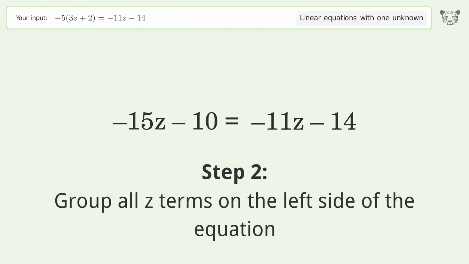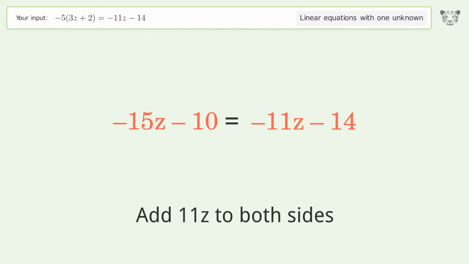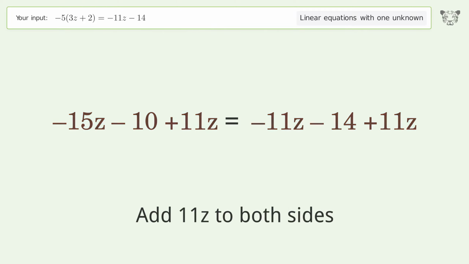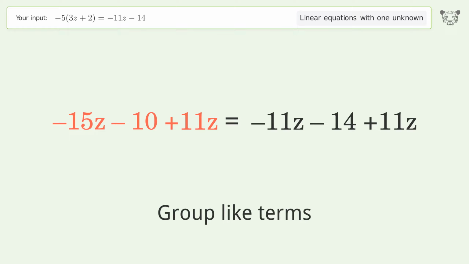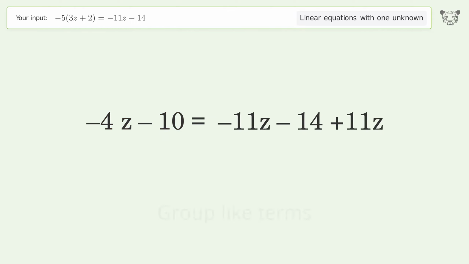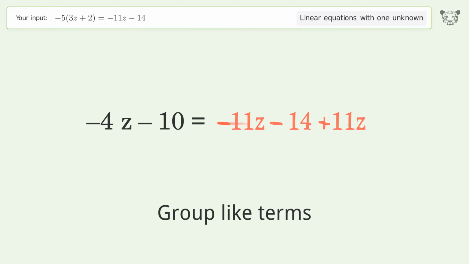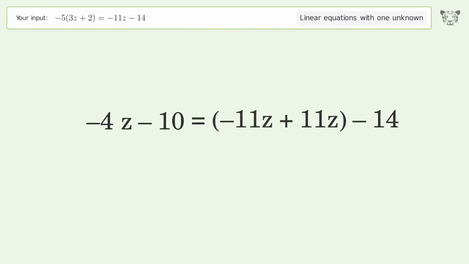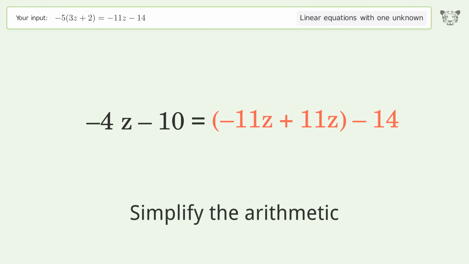Group all z terms on the left side of the equation. Add 11z to both sides. Group like terms. Simplify the arithmetic. Group like terms. Simplify the arithmetic.